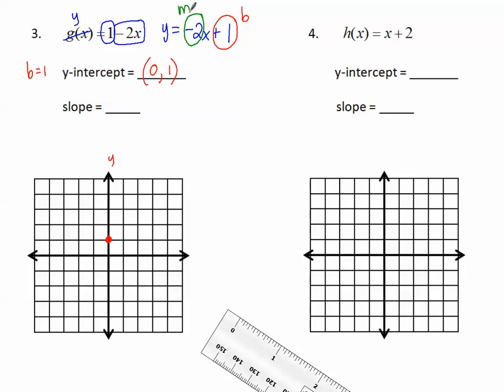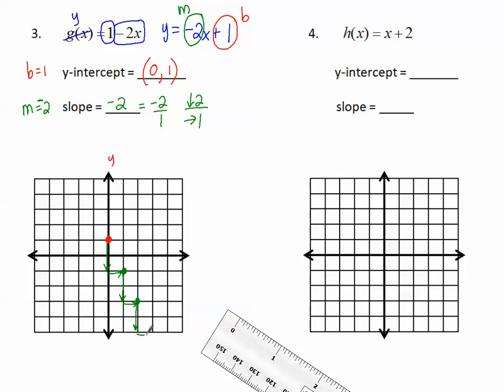Here is the m. M is negative 2. Our slope is negative 2. Now remember, if I don't have a fraction, that invisible denominator for this whole number is 1. So that means I'm going down 2 before I go to the right 1. Down in the y direction, negative 2 in the y direction, over 1 in the x direction.